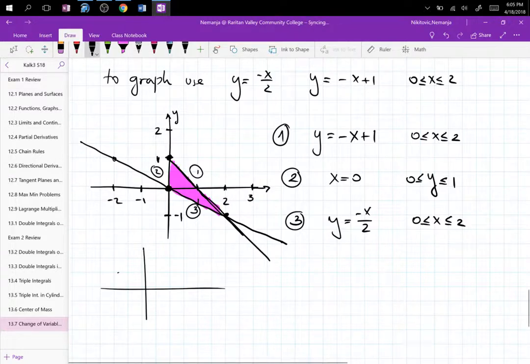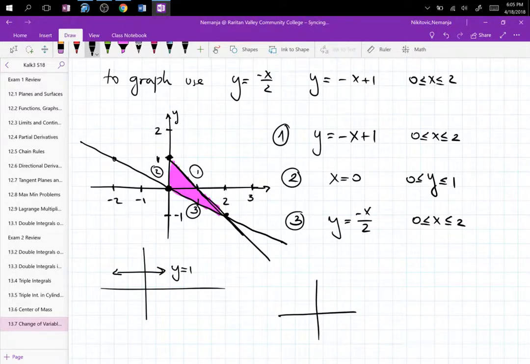In the coordinate system, if I draw this is y equals 1, and in the coordinate system, if I draw this is x equals 1. So this line over here that bounds the triangle is a vertical line. Oh, okay. So it has to be x equals 0 because it's the vertical line.